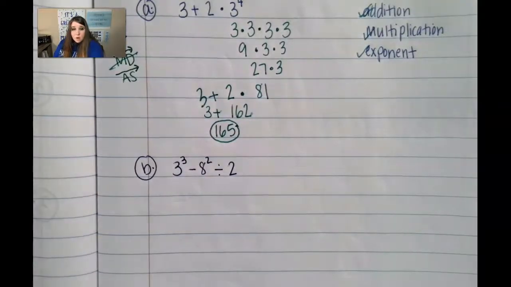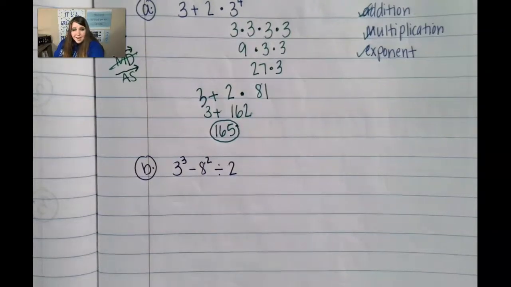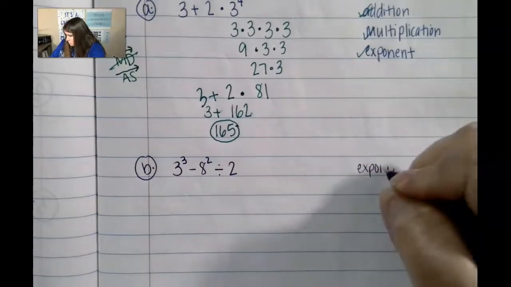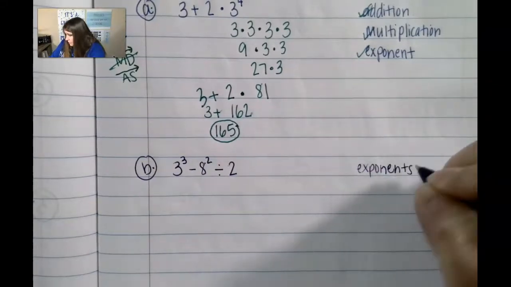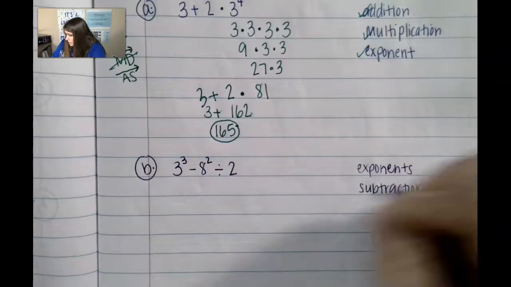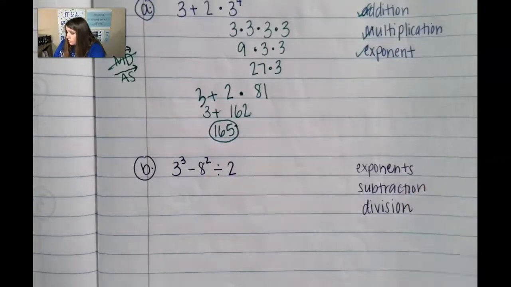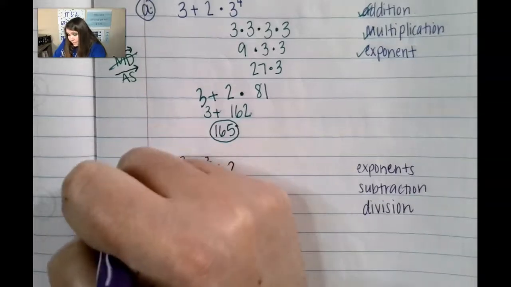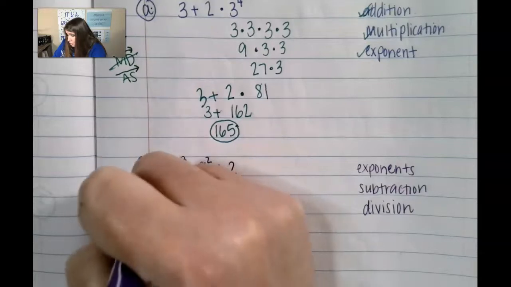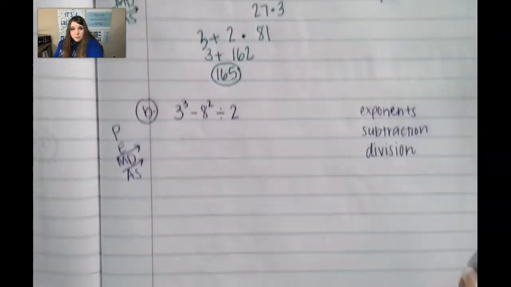Okay, so again, I have exponents, I have a subtraction, and I have a division. So I have exponents, I have subtraction, and I have division. And I know that I need to organize my work because I am very forgetful and I need something that helps me keep track. So I need to go from left to right. That's what those arrows help me to remember.